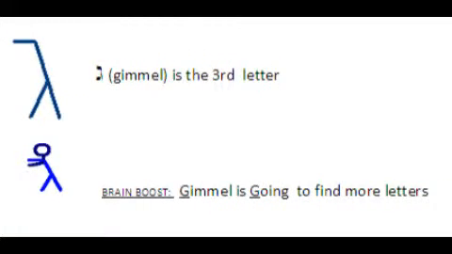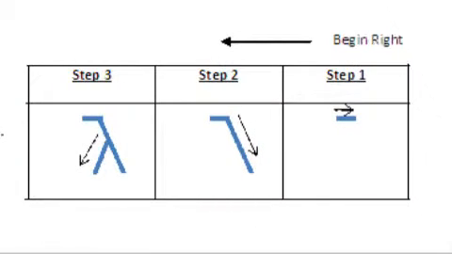Gimmel. Gimmel is the 3rd letter of the Hebrew Aleph Beyt. The brain boost for gimmel is that gimmel is going to find more letters. Notice gimmel and going, and the shape resembles a person that is kind of walking or running towards something. There are 3 steps to writing gimmel, as you see here. Go ahead and take the time now to practice writing the gimmel.